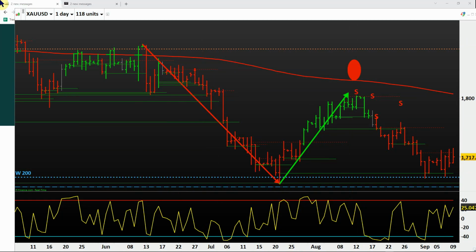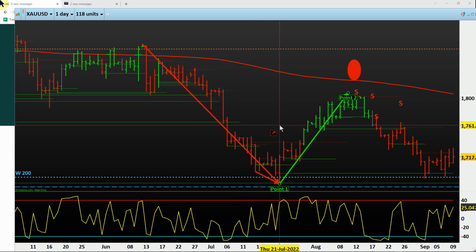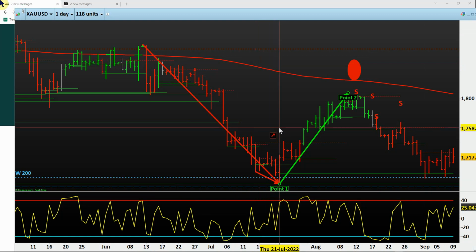All right. So this was a downtrend initially, and within that downtrend we had a double bottom here. The double bottom happened from 14th of July to 21st of July. This is a class A double bottom, because the second swing low is lower than the first.